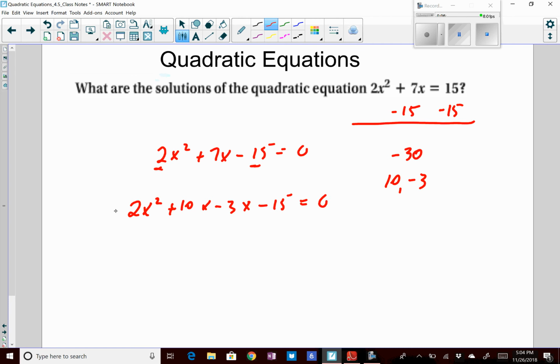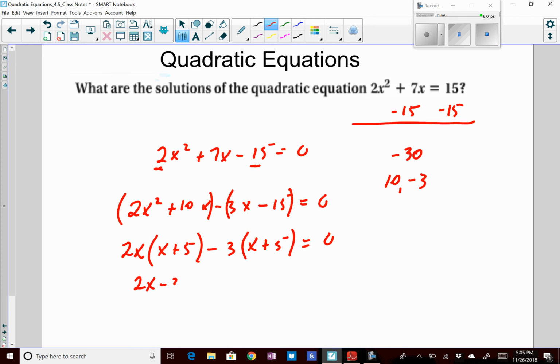So now that we have 4 terms, we're able to use grouping to solve this. Our GCF for the first group is going to be 2x. And the GCF for the second group will be 3. So our factors are 2x minus 3 and x plus 5.